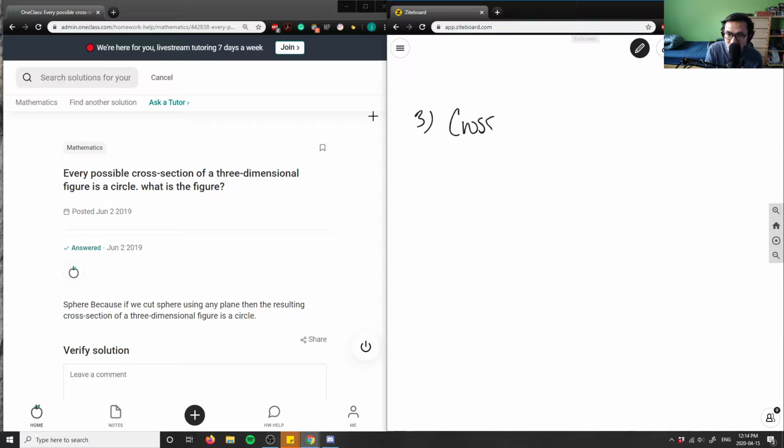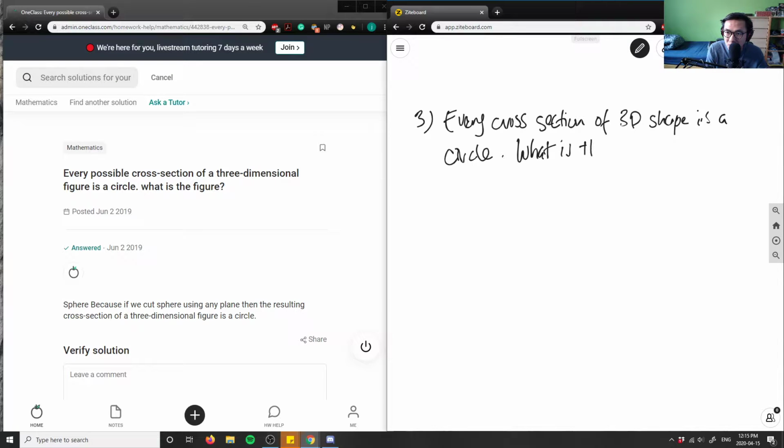So, every cross-section of a 3D shape is a circle. And they're asking, what is the shape? So let's think about that for a sec.